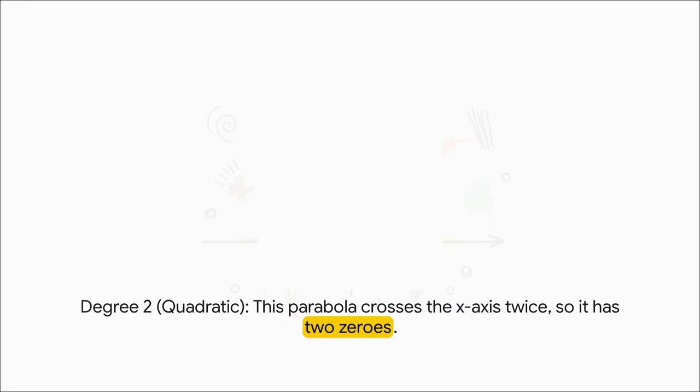Okay, let's level up. A quadratic polynomial has a degree of 2. Its graph is this cool U-shape called a parabola. Now, our rule says it can have at most 2 zeros, and if you look at this graph, you can see it plain as day. The curve dips down, crosses the x-axis, goes back up, and crosses it again. 2 spots. Those are its 2 zeros.